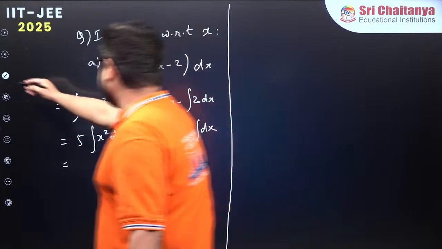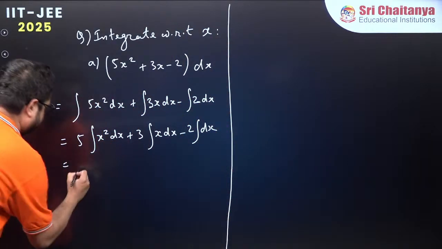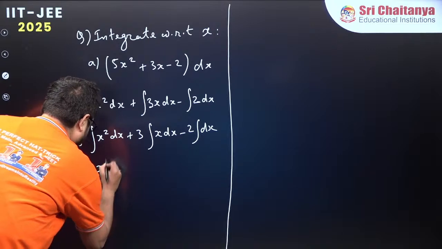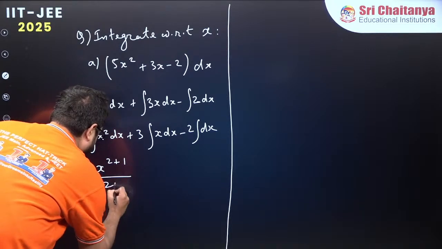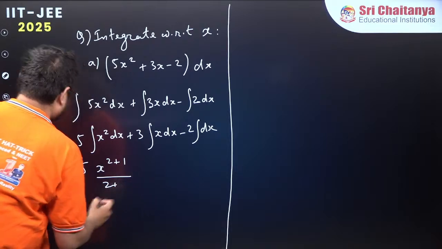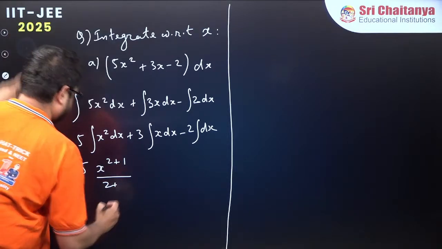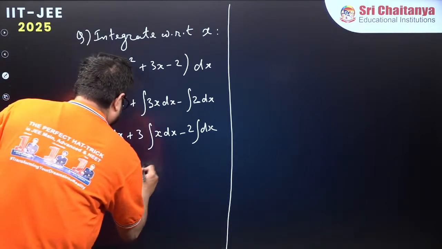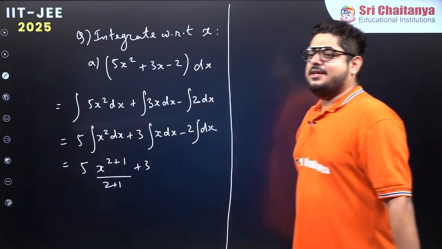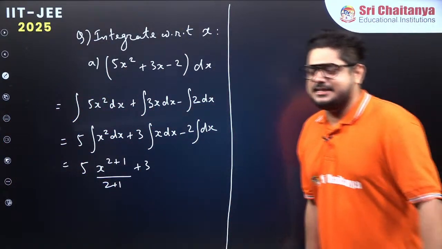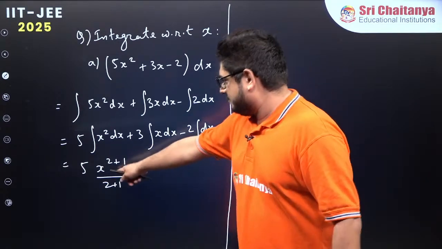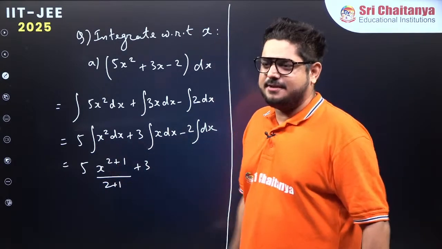So now what do you think will be the answer? Write it down in the chat box. It's x to the power 2 plus 1 by 2 plus 1. That's how we need to do it. Now plus 3 times the integral of x dx. Write it down in the chat box: what is the integral of x dx? That's going to be x squared by 2.